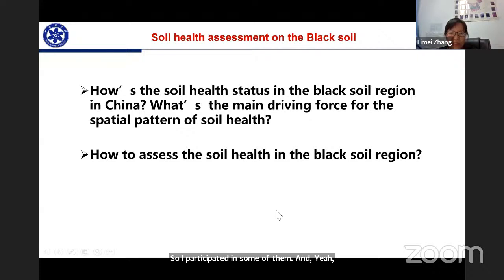The basic question we try to address is how's the soil health status in the black soil region in China, and what's the main driving force for the special pattern of soil health. To answer this question, firstly, we need to know how to assess the soil health in this area.